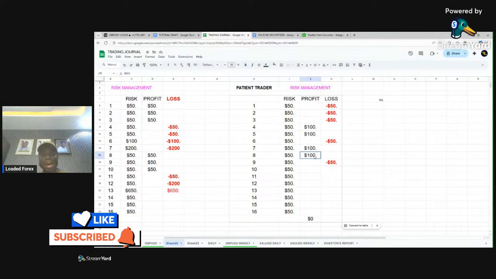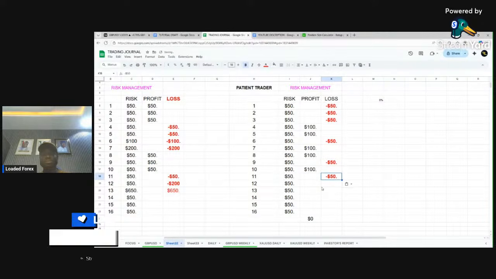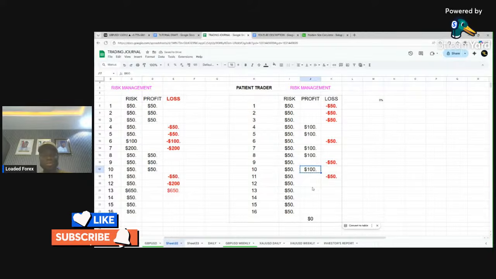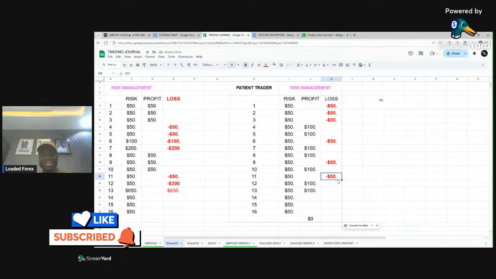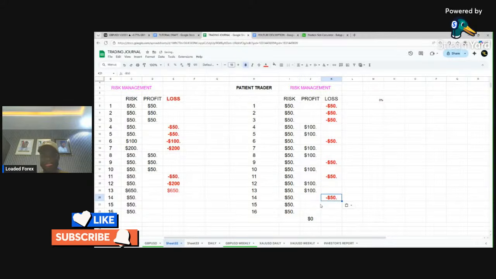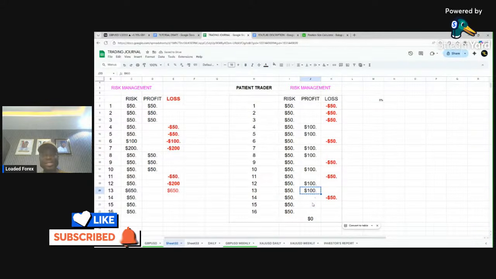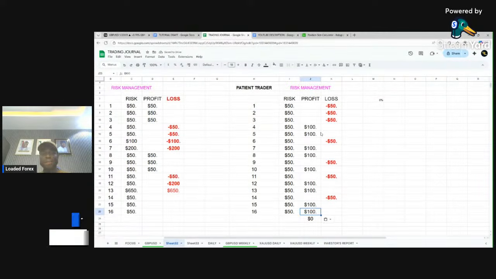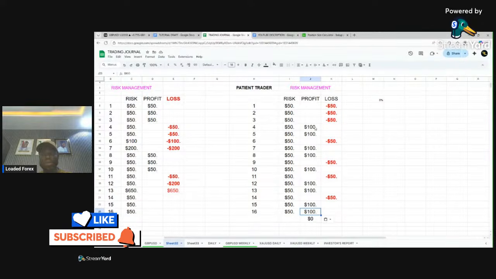Then my 10th trade, as a disciplined trader, I have a good day. Then my 11th trade, another bad day, right? Then my 12th trade, another good day, right? Then I experience another loss. Then finally, I win this setup here. So let us calculate all these things together. How many trades did I win right here?